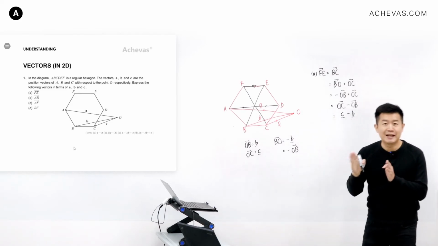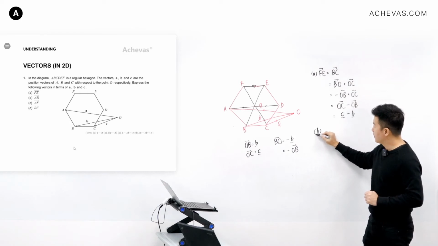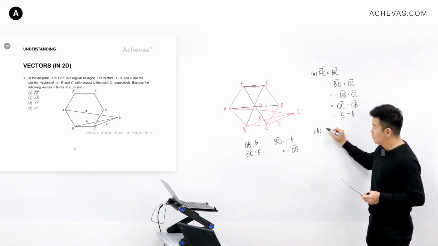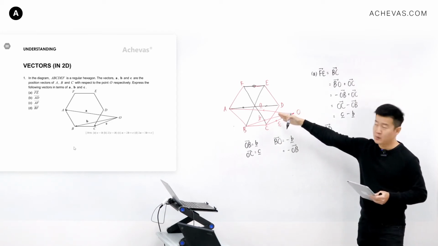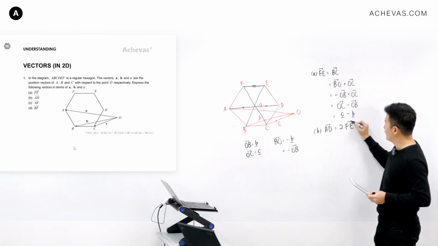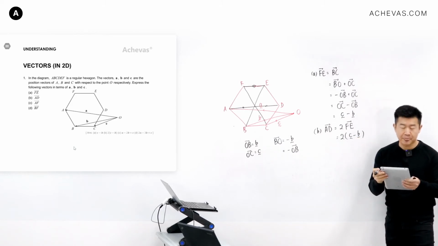apply the scalar multiple of vectors, because for B, we are supposed to be finding vector AD, right? So for B, to find vector AD, with the geometry that we are given, we know it is going to be 2 times vector FE. So it's going to be 2 times C minus B. This is our answer for part B.